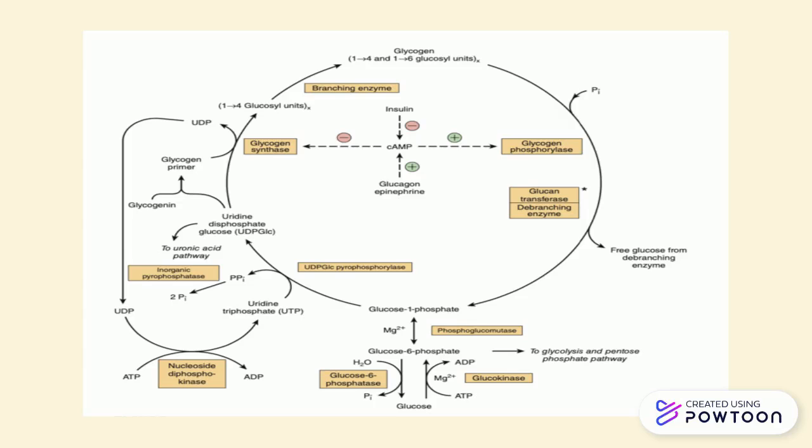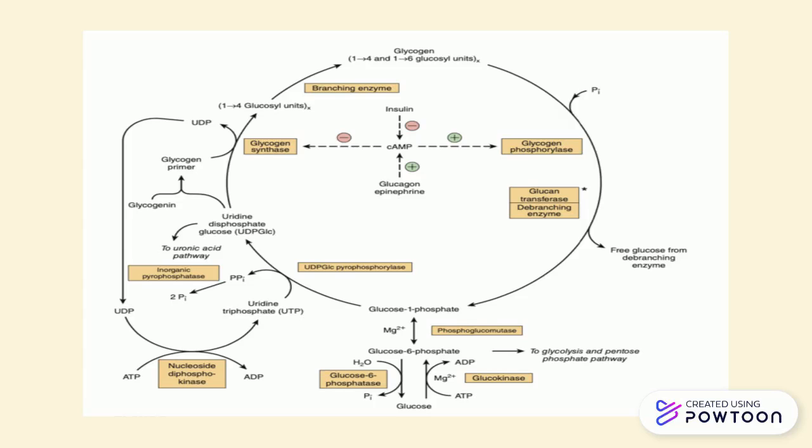Through the enzyme UDP-Glc pyrophosphorylase, which is a transferase, glucose-1-phosphate reacts with UTP or uridine triphosphate to form UDP-Glc, or uridine diphosphate glucose, which is an active nucleotide, and pyrophosphate. Pyrophosphatase then catalyzes the hydrolysis or cleavage of pyrophosphate to phosphate.